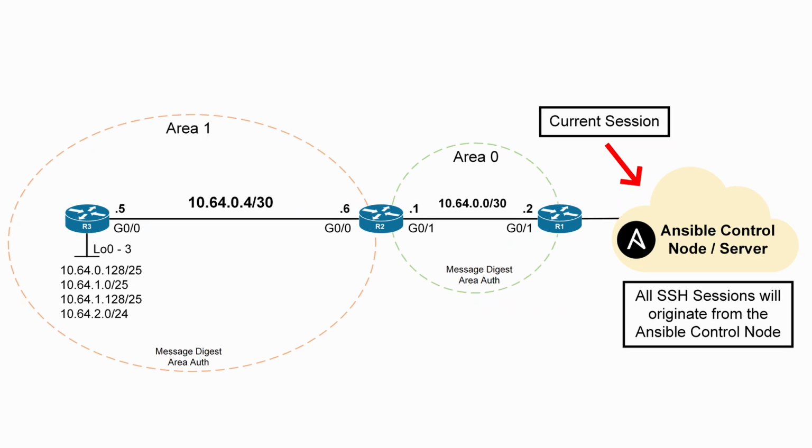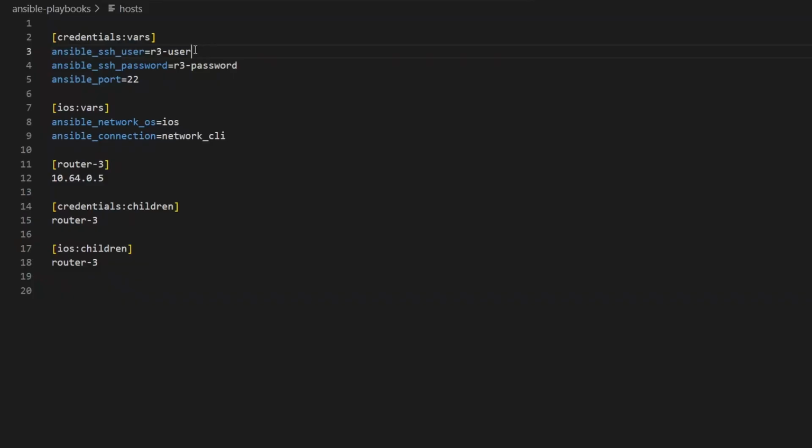Let's log into our Ansible control node and find out. I'm going to be using VS Code in this video, but feel free to use any YAML editing software that you find. Let's quickly overview our host file. We currently just have it set up to configure R3, which is our remote router. On port 22 SSH, R3 user, R3 password.